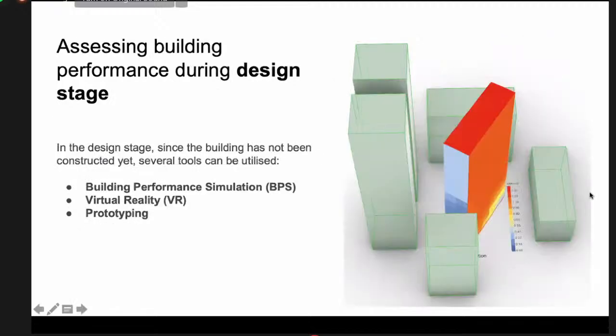So how do we assess the building performance in the design stage? Because your building is not built yet at the time when you have your design. So the design review of your building needs to be done by utilizing some kind of tools. Some of the most common ones may be building performance simulation, the BPS, or we can also utilize virtual reality to help us with that, or maybe prototyping.